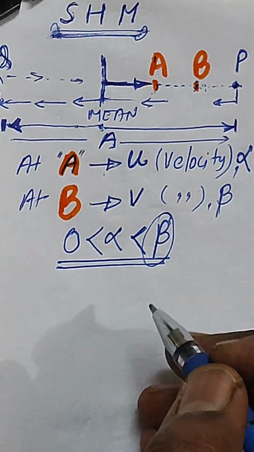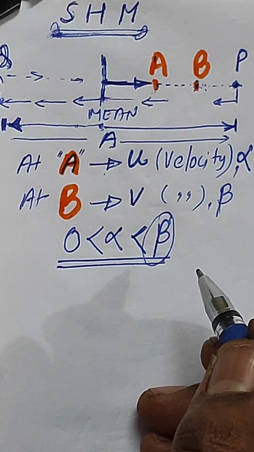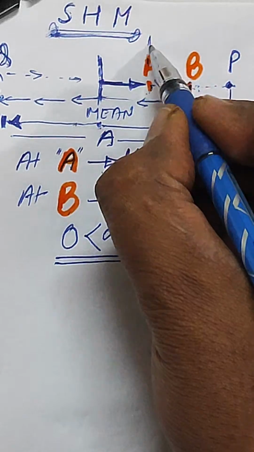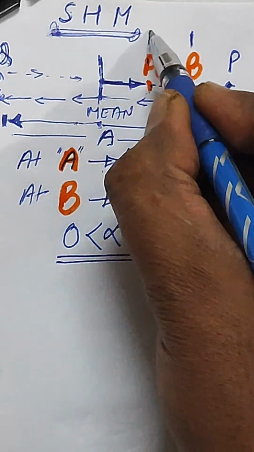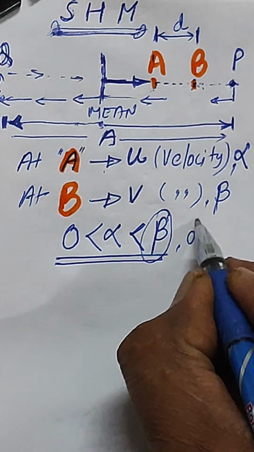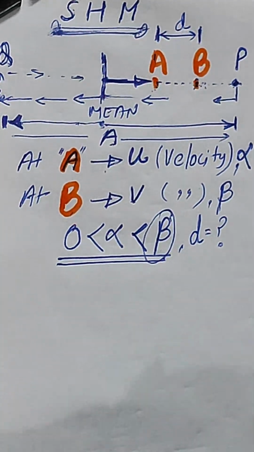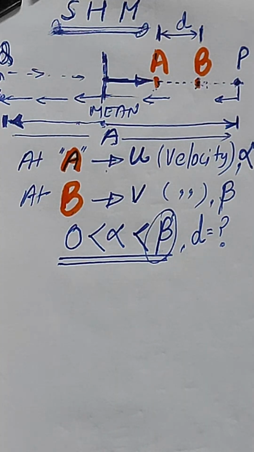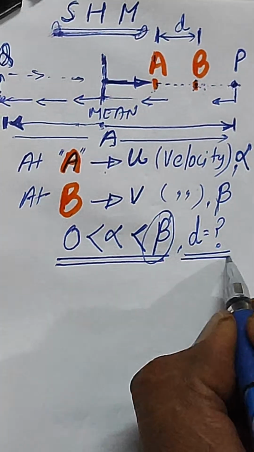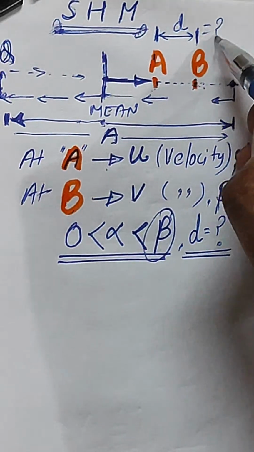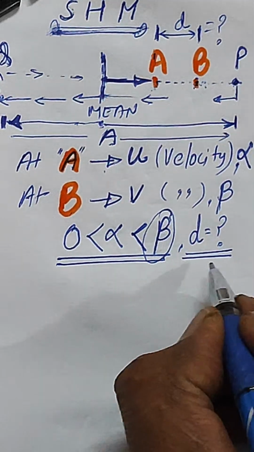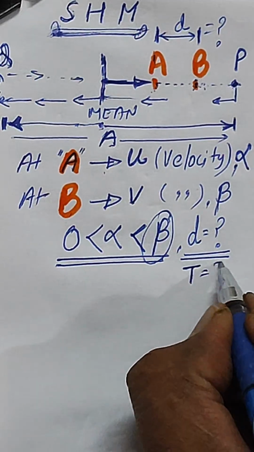So here it's given to find the distance between the positions and the period of the motion. That means if the distance between A and B is, let us say, D, then it has been asked what is the value of the distance between the positions and the period of the motion. The D needs to be found, and what is the time period of the motion? The time period also needs to be calculated.